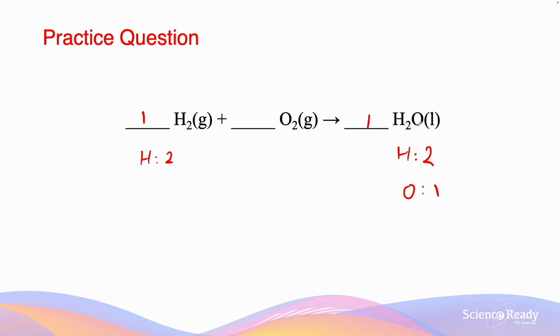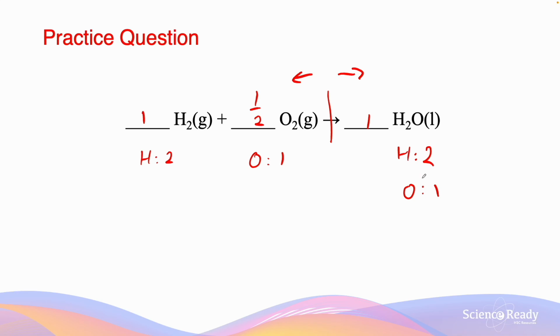What can be done is a fraction, one half, can be added as the coefficient of O2 on the reactant side. This means that now the number of oxygens is equal to 1, and so the number of hydrogens and oxygens is equal on the reactant side as well as on the product side of the equation.